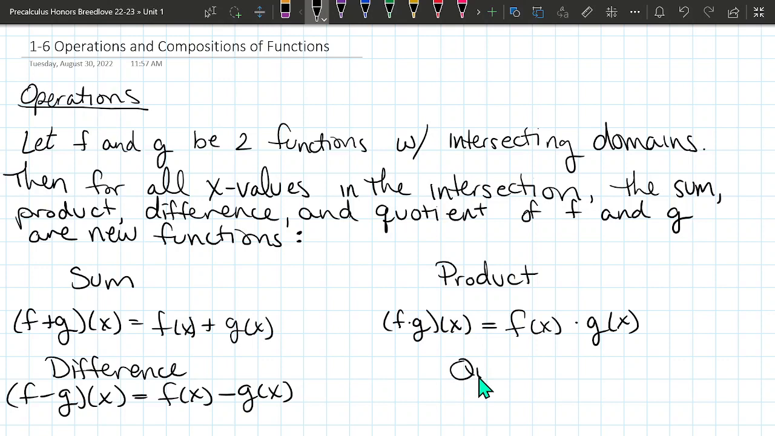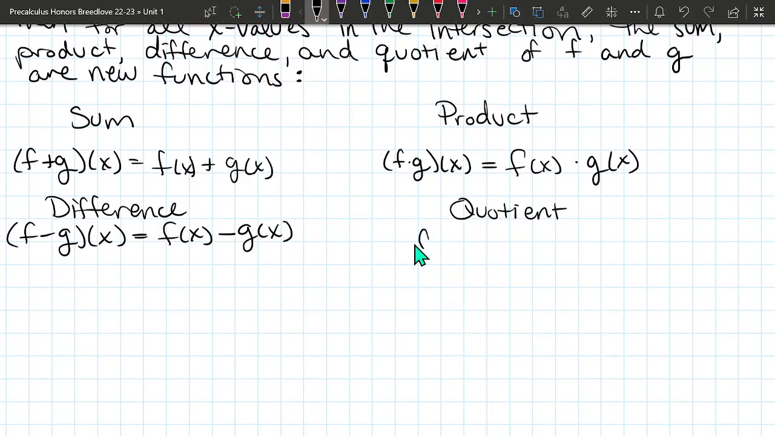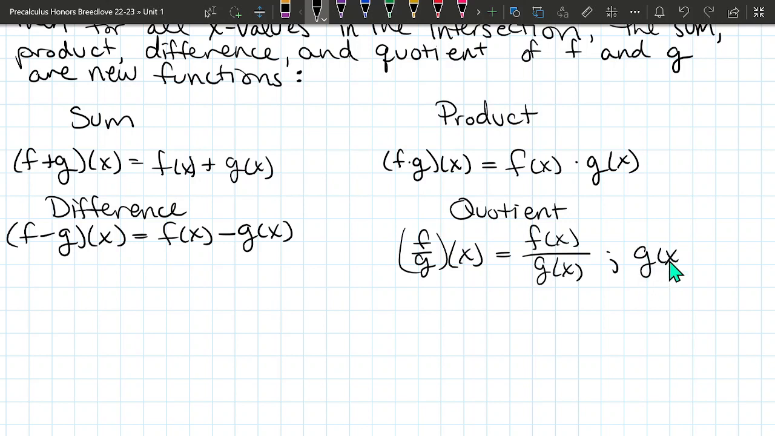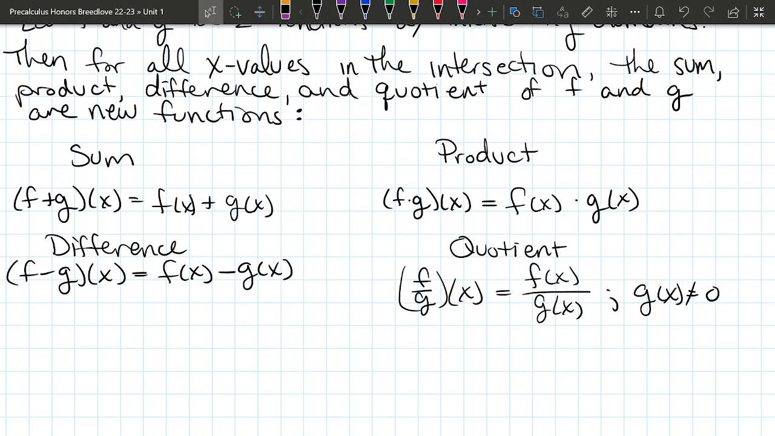And the quotient, which this one I need a little more space. We have f over g of x, which can be found by taking f of x and dividing by g of x. And when you do that, you end up with a domain restriction because g of x in this case cannot equal 0. Okay, so that is what is going on when you do these function operations.